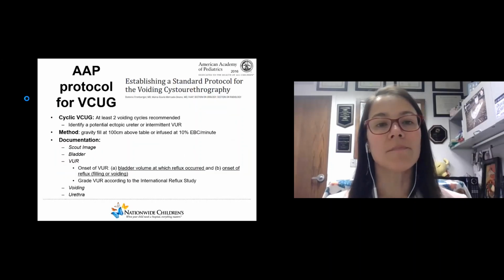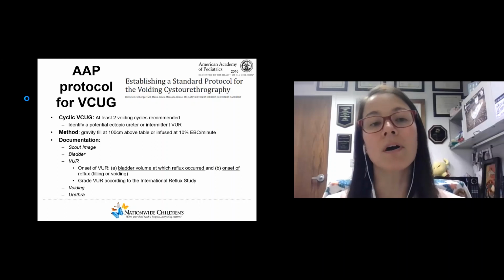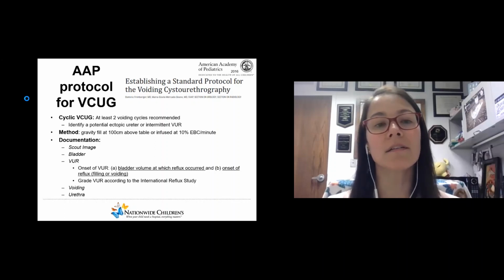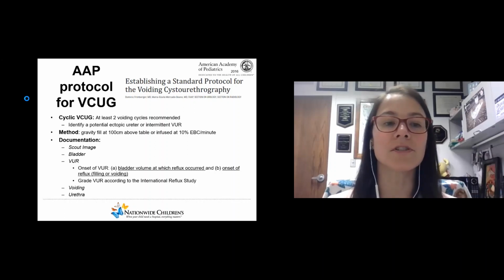There's actually an AAP protocol for performing VCUG that gives recommendations of performing a cyclic VCUG. It gives recommendations on the methods of performing the VCUG and the documentation of what the radiologist looks for and what we should be looking for in the read during the VCUG. And I draw your attention to looking at not just the grade of reflux, but also, it's recommended to look at the onset of reflux, such as the bladder volume at which reflux occurred and the onset of reflux, if it's filling or voiding.